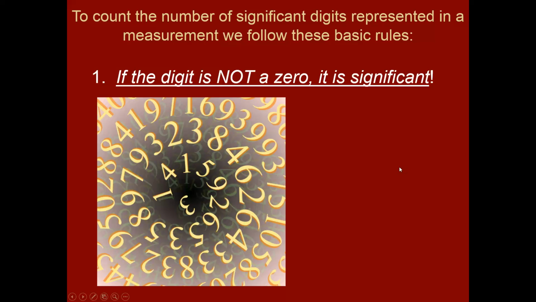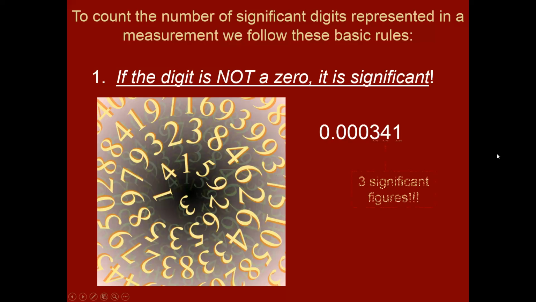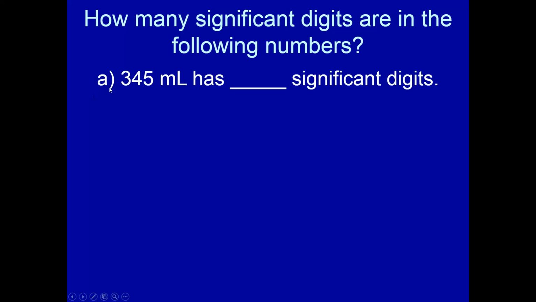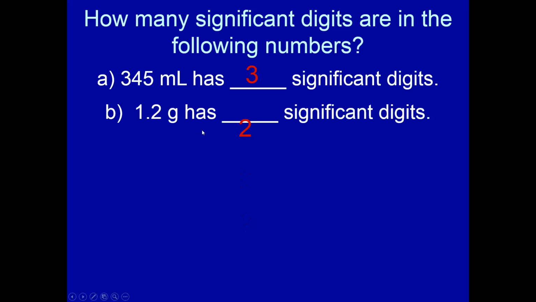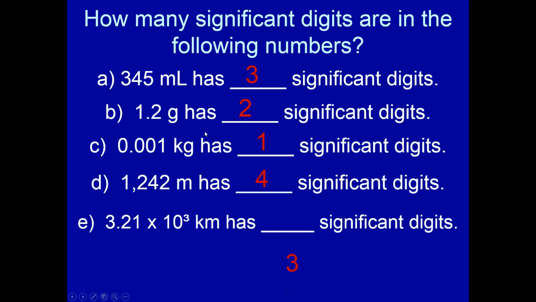If the digit's not a zero, it's automatically significant. No question about it. Okay? 341, I count to 341. I ignore these leading zeros. I'm going to call this three significant figures. Okay? And all these problems are pretty straightforward. 345 milliliters. Just count the number of numbers that are not zero, and you're all good.